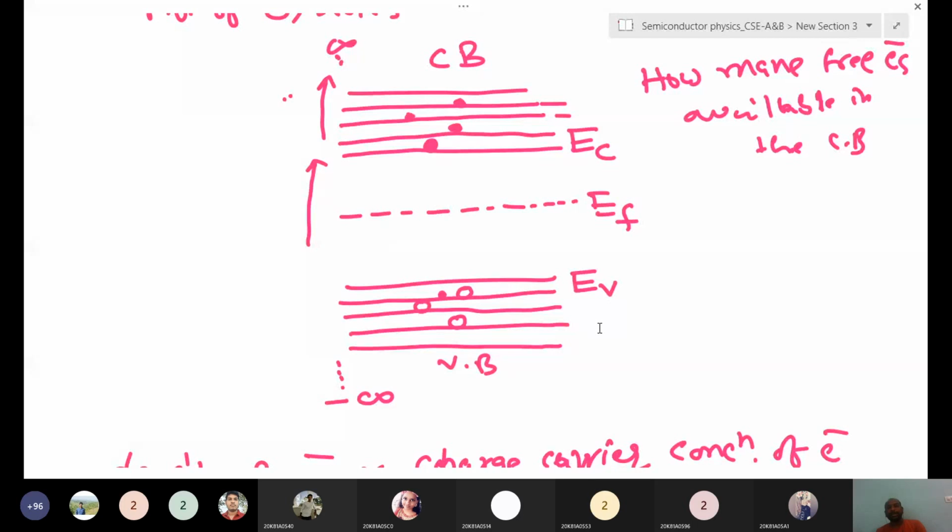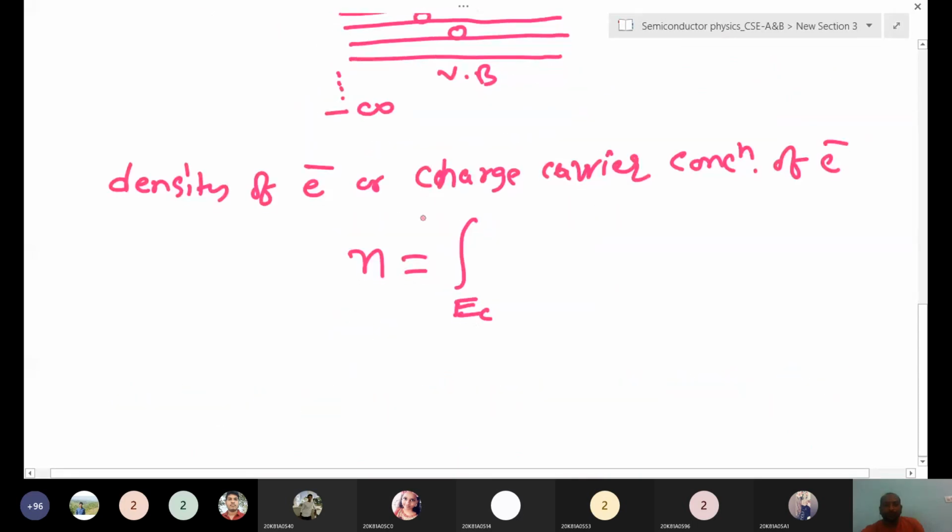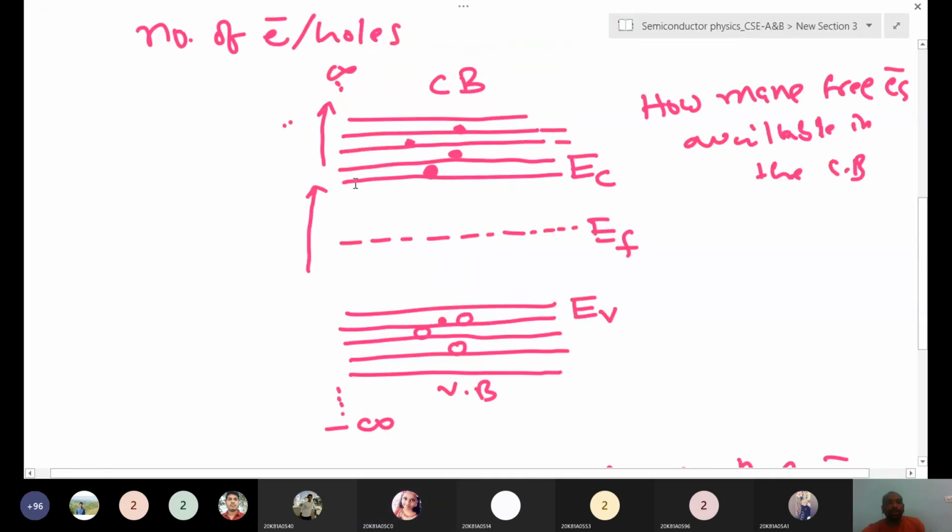Here EC is the lowest energy in the conduction band. What is the maximum energy here? If you see the diagram, what is the maximum limit? The energy levels extend up to we don't know how much, so we are drawing infinity. These states extend up to infinity. We don't know how many states there are, so we take the upper limit as infinity. The lowest energy of the conduction band is EC, and the highest is infinity.